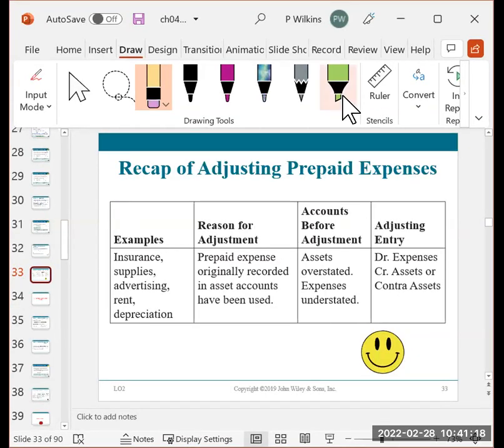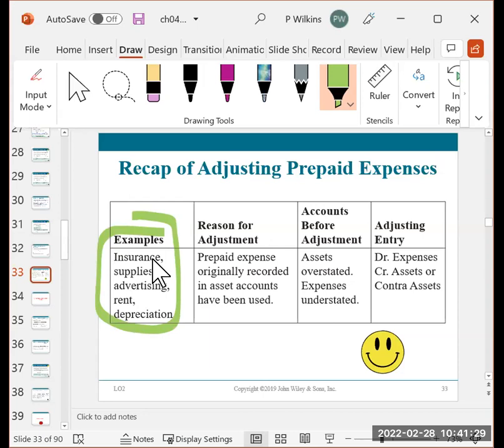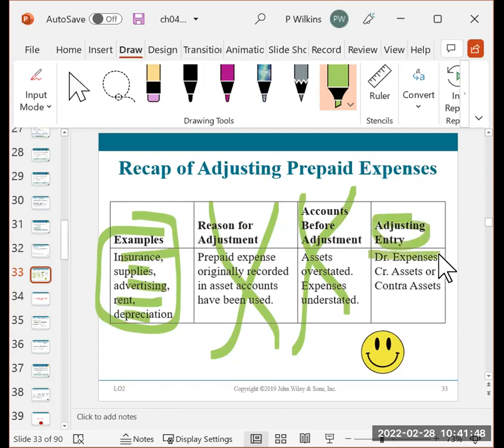All right, so this is an important slide for you to make note of. This is in the book, so go to the book and look this over, but you want to know what the examples are of prepaid expenses: insurance, supplies, advertising, rent, depreciation. Don't worry so much about the reason. Don't worry about the accounts before and after. You can read that, but what you really need to know is what are the types, and then what is your adjusting entry? You debit an expense, and you credit an asset or a contra asset. That's how you do the adjusting entry for these items. Okay.